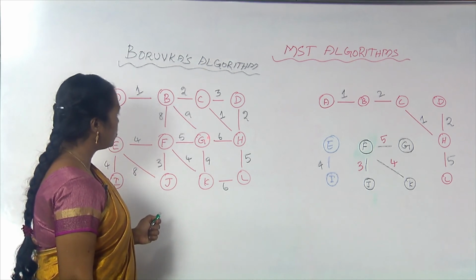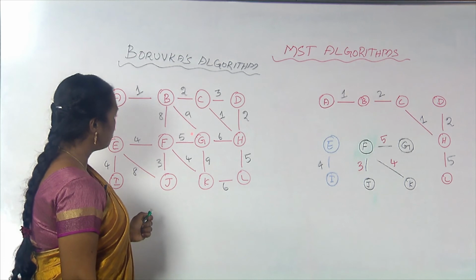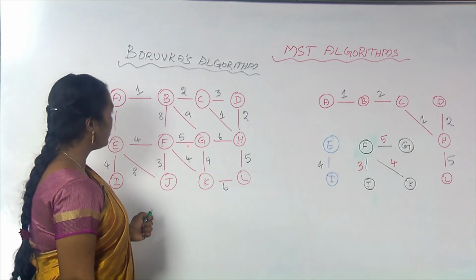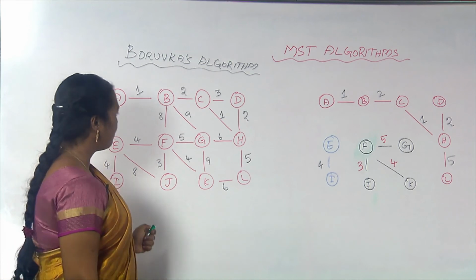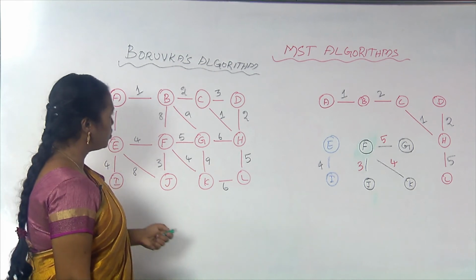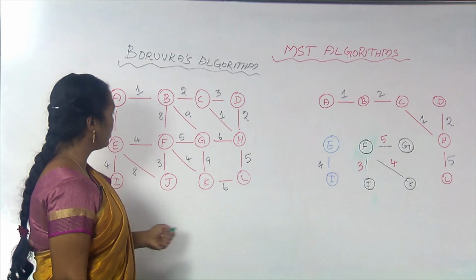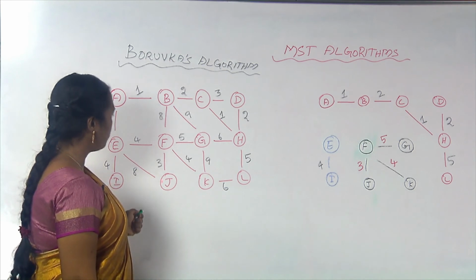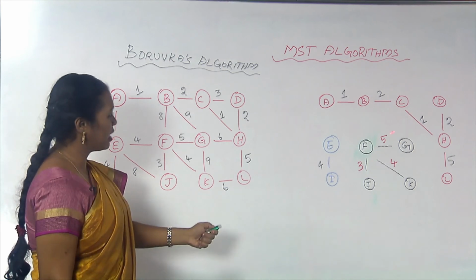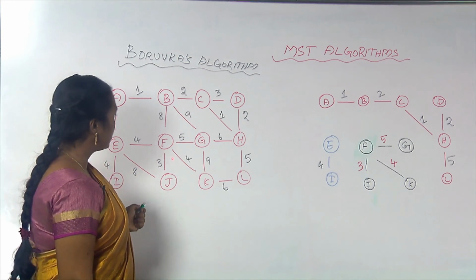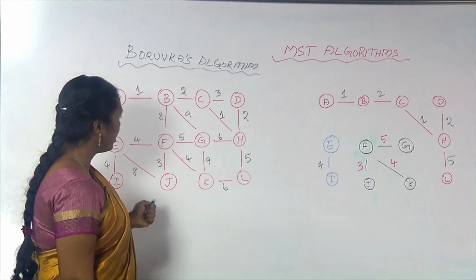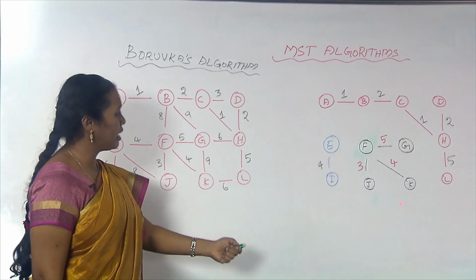For G, there are 2 possibilities, 5 and 9. So, obviously I go with 5. So, I draw this edge 5. Then finally, G is covered, F is covered, then J. For J, there is only one way, namely 3, that has been highlighted here. Then for K, there is 4 and there is 9. So, obviously I go with 4, that has been highlighted here.